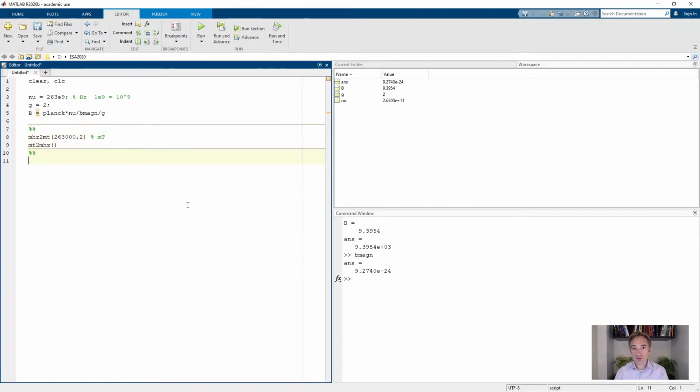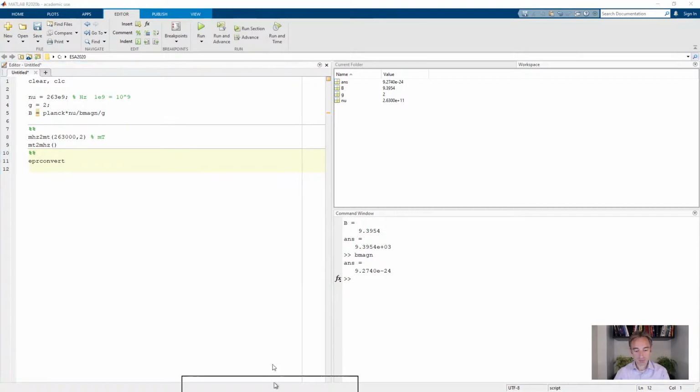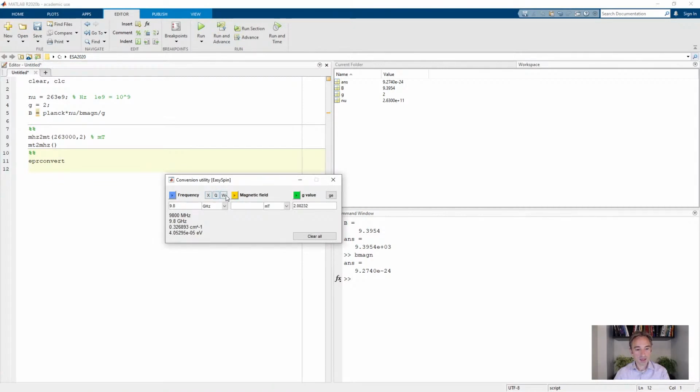There's a small interactive tool that allows you to play around with field, frequency, and g values. It's called EPR Convert. If you run that, it's a very small interface. You can select some frequencies. You can enter a frequency here, let's say 17 gigahertz. You can choose a g value of 2.008. Then you can click on the magnetic field button, the colored button here, and it will automatically calculate the field you have to be at to get this resonance. It gives you the field in various units and the frequency or energy in various units as well.